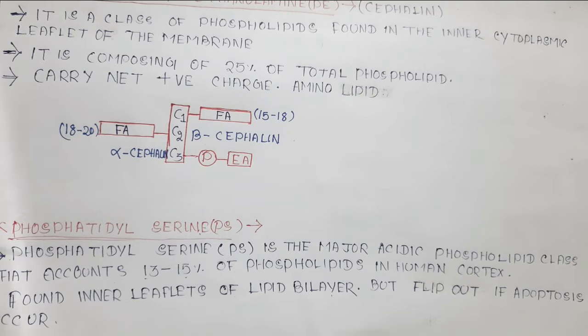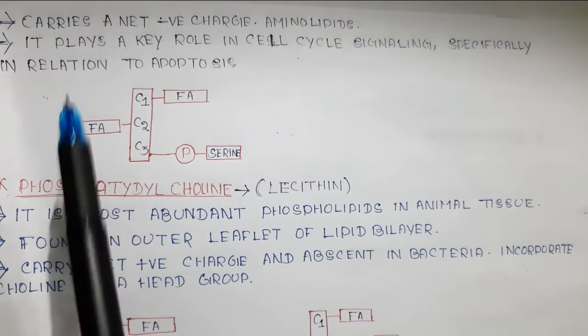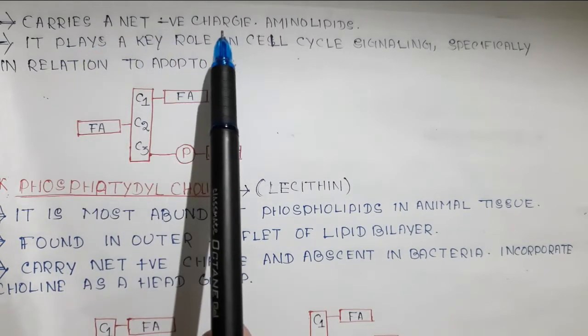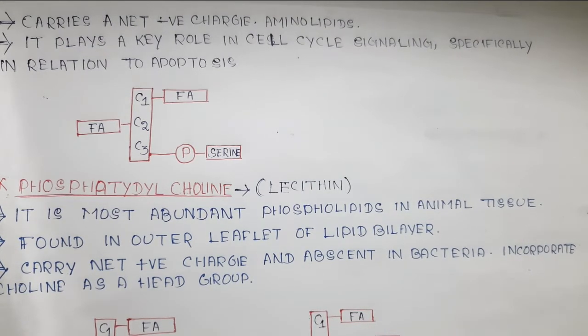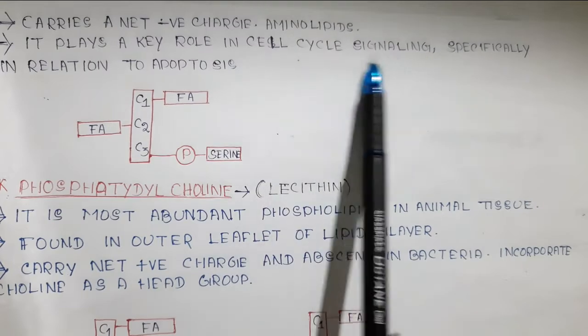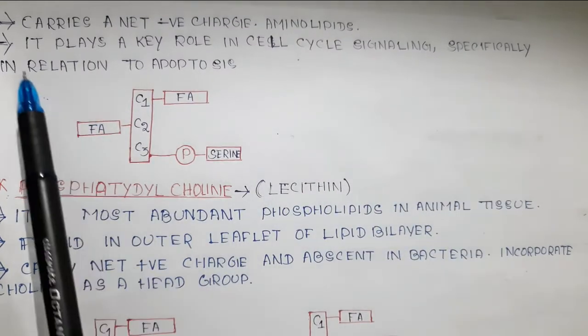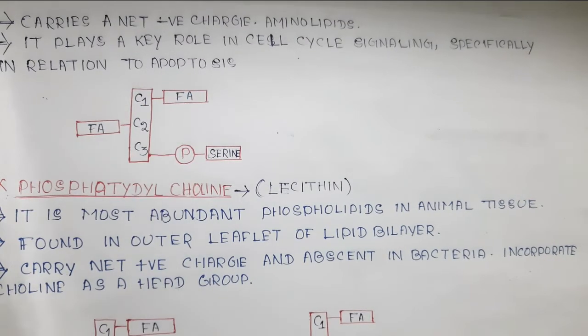When it goes to the outside, the outer leaflet, it gives signals to the cell for apoptosis, like it acts as a signaler. If we talk about the charge, then it is negative charge and it is an aminolipid. Because it has an amine group which is added in lipid, we call it an aminolipid. So the next point is that it plays a key role in cell cycle signaling, especially in relation to apoptosis. I had already said this point before.